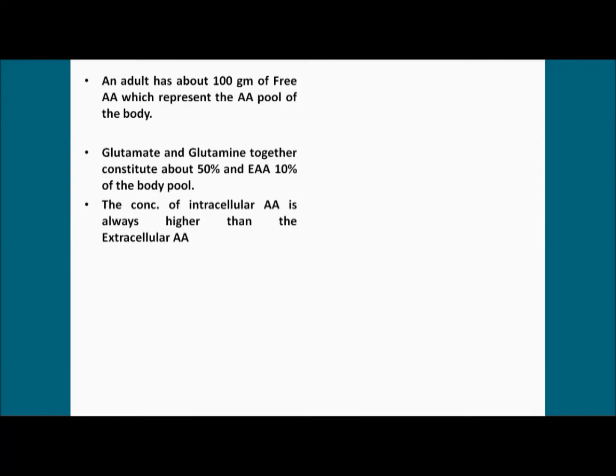Now the concentration of the intracellular amino acid is always higher than that of the extracellular amino acid. Why is it? It's a big question. Why is the concentration of intracellular amino acid higher? Because the intracellular amino acids perform different functions in the human body, starting from the enzymes, hormones, their receptors and all, right? Now these amino acids, as they have high concentration, enter the cell by active transport, that is, against the concentration gradient.